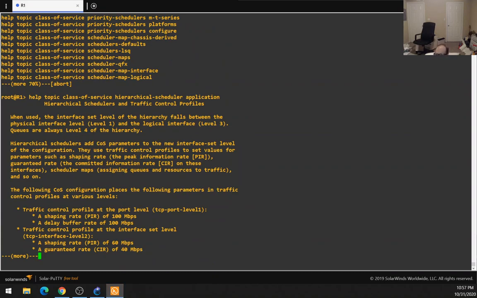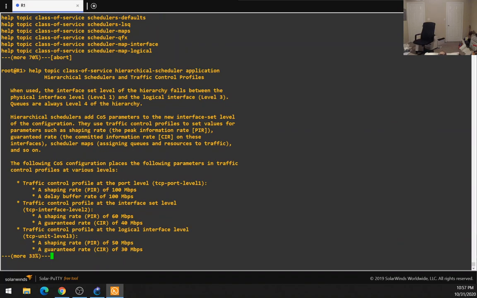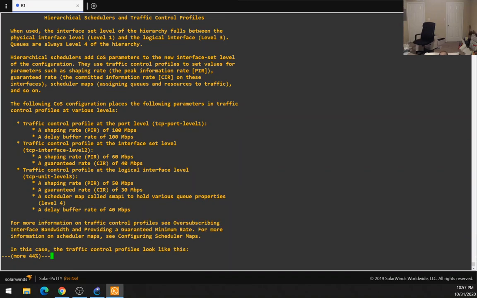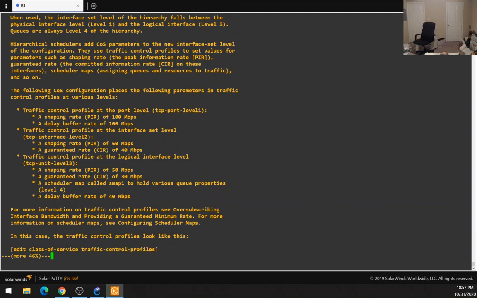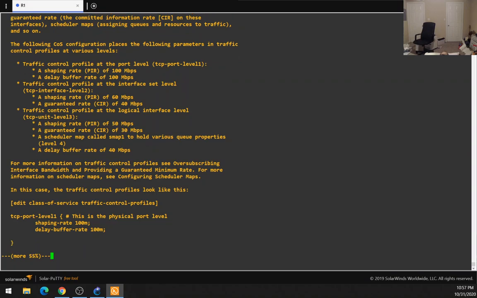So hierarchical schedulers and traffic control profiles. When used, the interface set level of the hierarchy falls between the physical interface level, level 1, and the logical interface, level 3. Queues are always level 4 of the hierarchy. Hierarchical schedulers add CoS parameters to the new interface set level of the configuration. They use traffic control profiles to set values for parameters such as shaping rate, the peak information rate, PIR, guaranteed rate, the committed information rate, CIR, on these interfaces, scheduler maps assigning queues and resources to traffic, and so on.